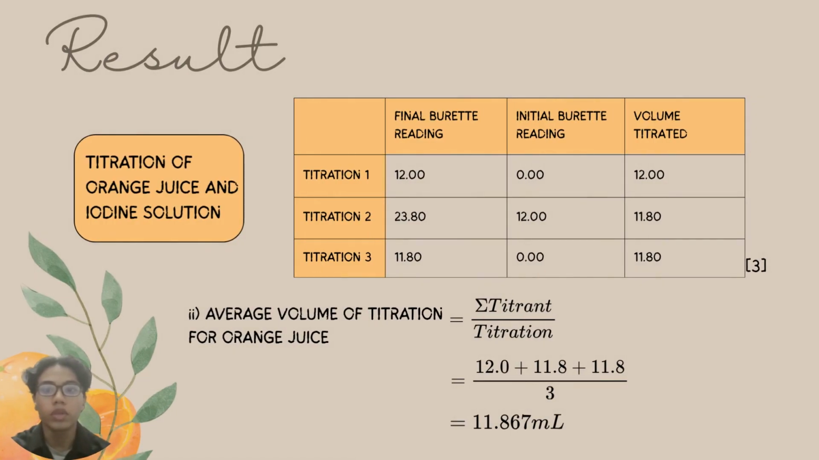After the experiment, we can now move to the calculation to determine the amount of vitamin C in oranges. Presented here are the results from previous studies of similar topic. First, we need to calculate the average amount of titrant used in the experiment by dividing the net volume of titrant used by the number of titrations. So, we get 11.867 milliliter.